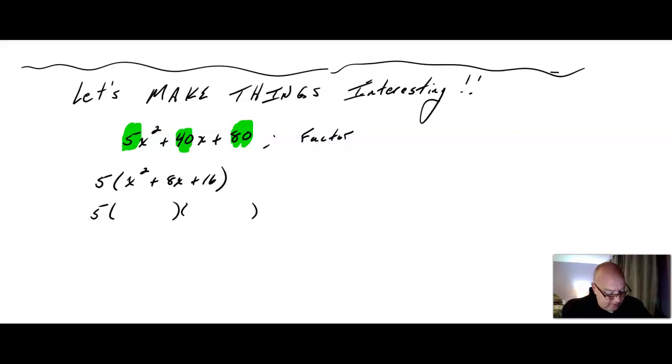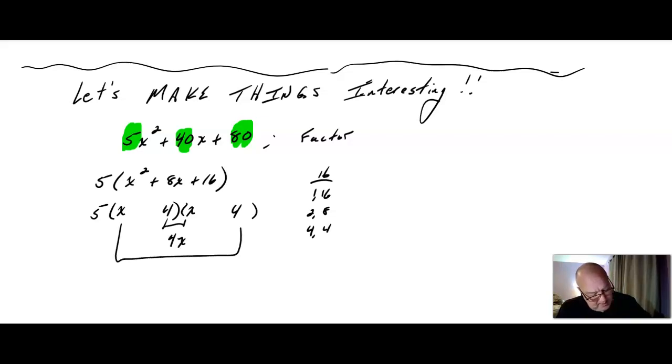So now that I have that 5 factored out, now those numbers are a little bit easier to handle. And so I can look at the x squared and I say x and x. I think of numbers that multiply to get 16. Well, what do I got? I got 1 and 16. I got 2 and 8. And I got 4 and 4. And I'm going to go with the 4 and 4. Why? Because I know that this is going to be a 4x. This here is going to be a 4x, which gives me an 8x. And that's what I'm looking for.